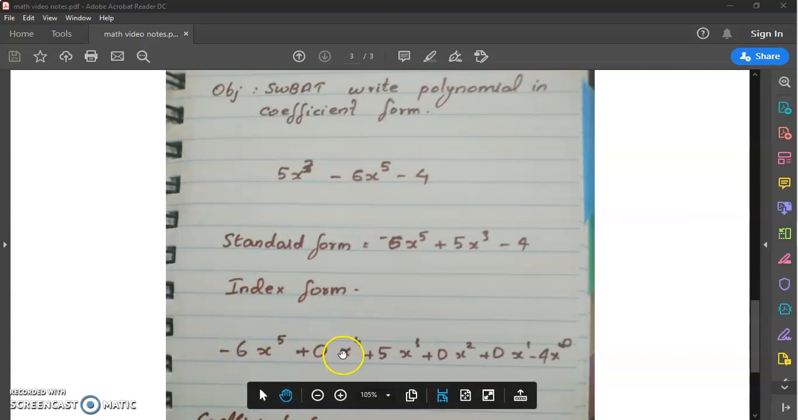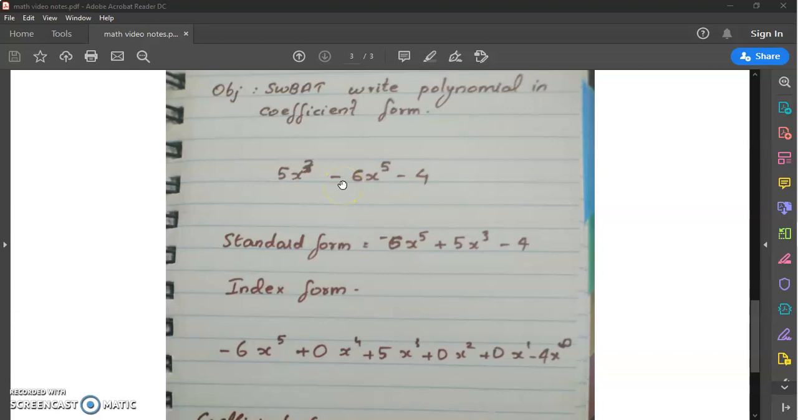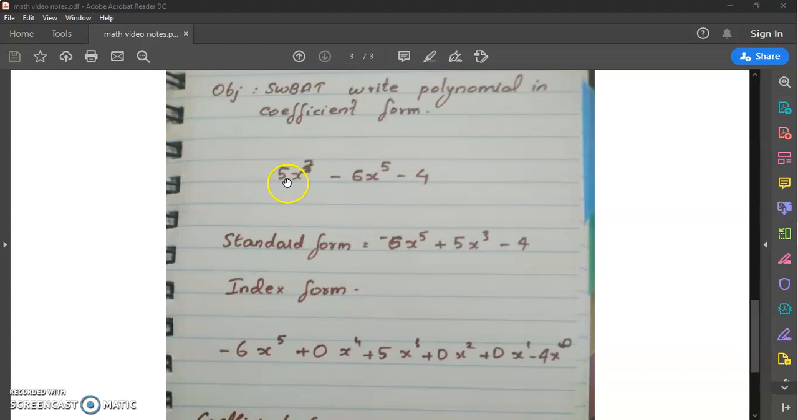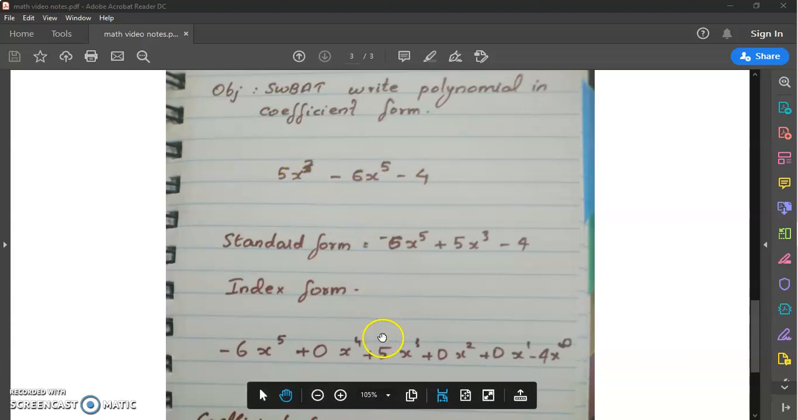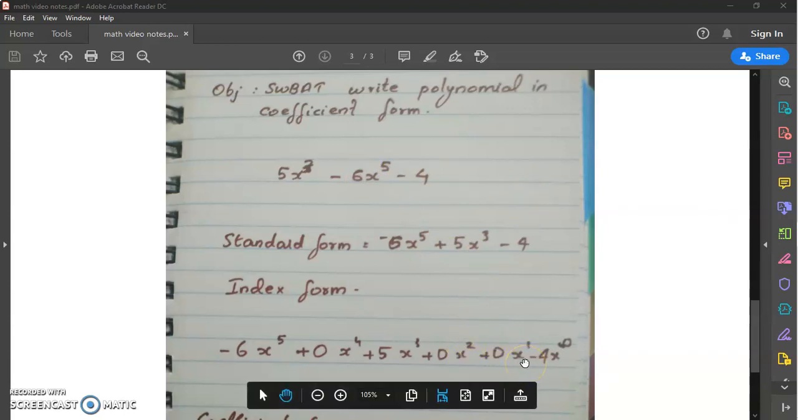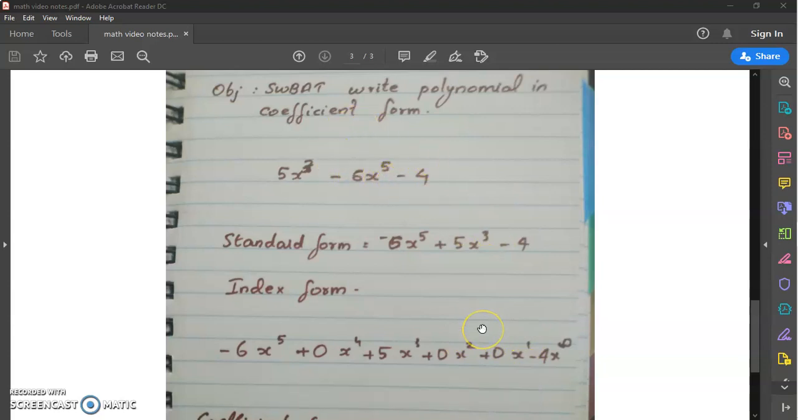Then x raised to 4. Let's look at the original equation. Is x raised to 4 in the original equation? No, x raised to 4 is not there. So if it is not there, what will you write? There is nothing, so 0. So you write plus 0. Then you look at x raised to 3. Is x raised to 3 here? Yes, it is here. What is there to the left? It is 5. So you write 5. Then you look at x raised to 2. Do you see x raised to 2 here? No. If you don't see x raised to 2, what will you write? Plus 0. Look at x raised to 1. X raised to 1 is also basically x. Is there an x here? No. So you write plus 0.